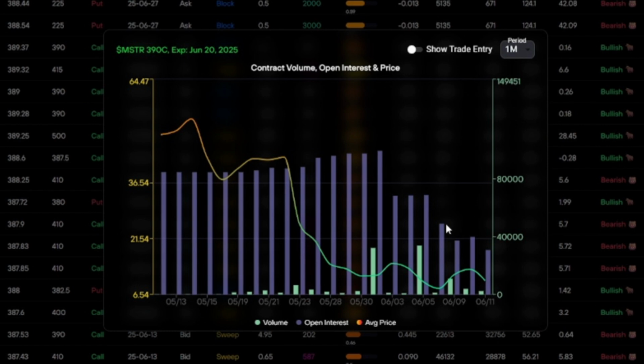Now, OI updates the next day. So the trading that you see on this particular day is represented in this OI bar. And again, as you see trading going on throughout the day, the OI is dropping. So these big volume days here are telling me that because the OI bars are dropping, this trading and this trading is closing out of that position.